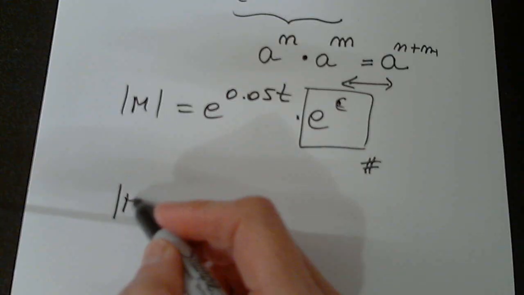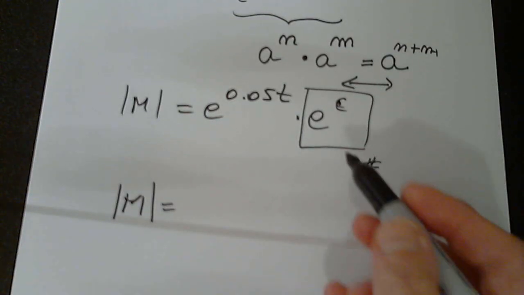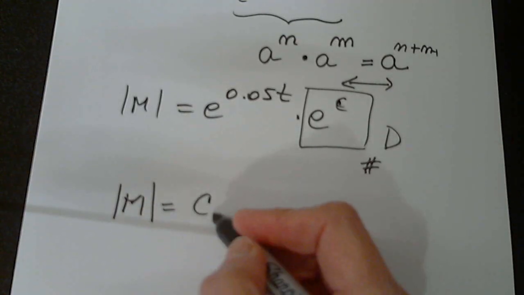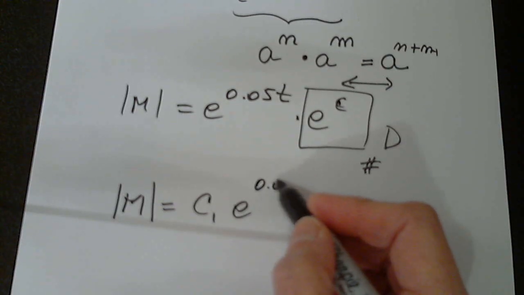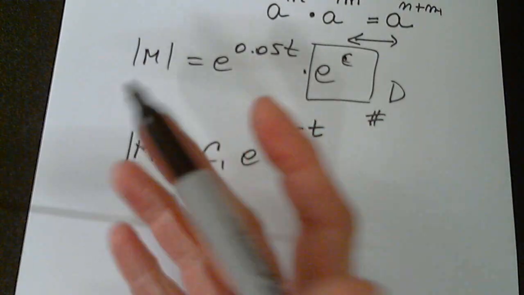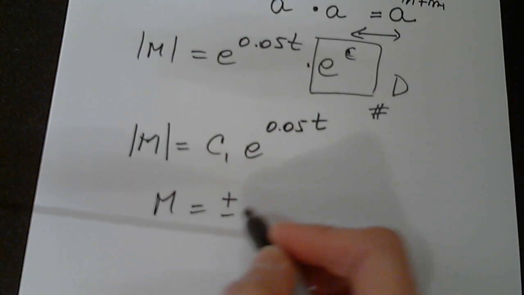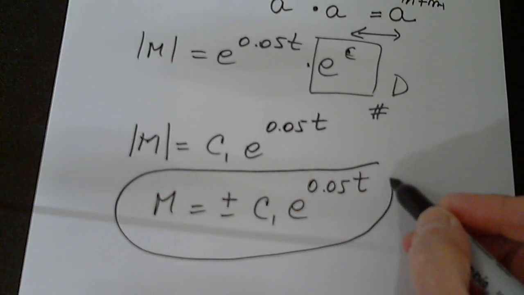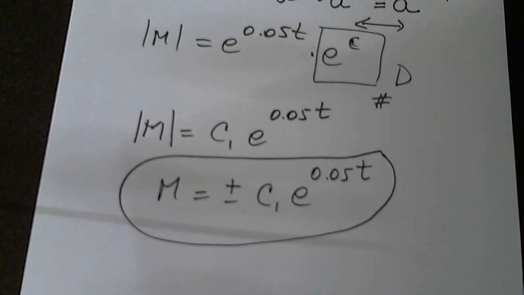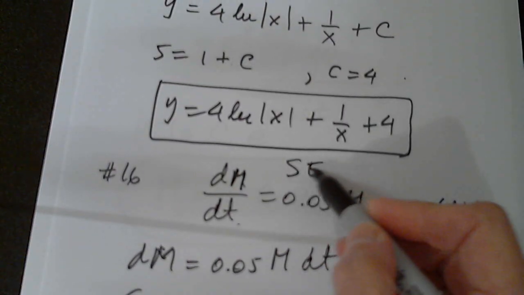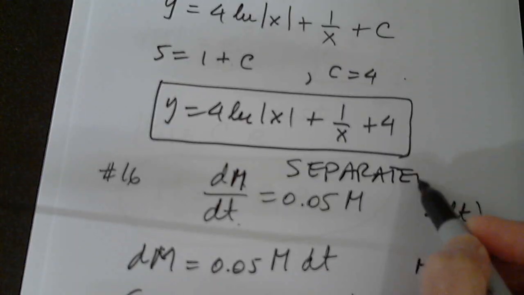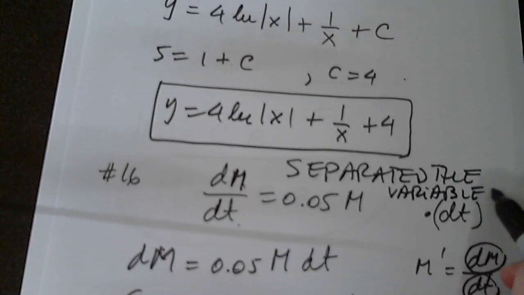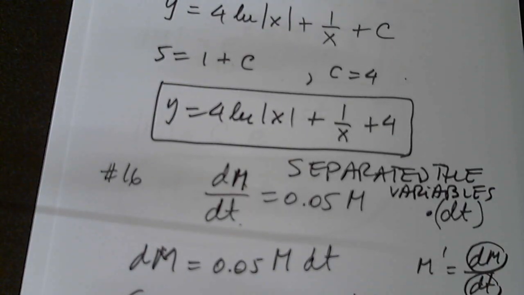So I'm going to rewrite the whole thing as the absolute value of m. I'm going to change this into, you don't have to use the same c, you can use d, you can use c1, it doesn't matter, c1. E to 0.05t. Finally, because of the absolute value, m equals plus or minus c1 e to 0.05t. And by the way, what we just did, we separated the variables.